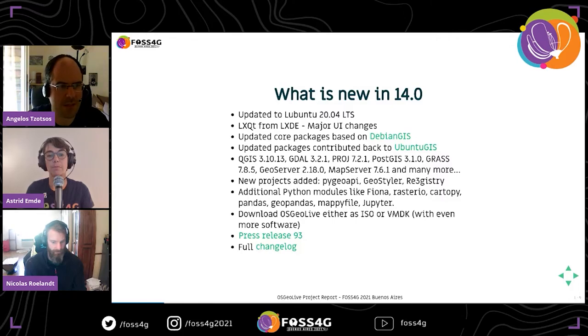The packaging pipeline is the same, which means that we are inheriting packages from Debian GIS, which go upstream to Debian, and then those come to Ubuntu and to OSGeoLive. But we are also working on synchronizing the OSGeoLive PPAs, the repository, with new packages from Debian GIS and Ubuntu GIS, which means that we are trying to get the latest and most stable packages to the distribution.